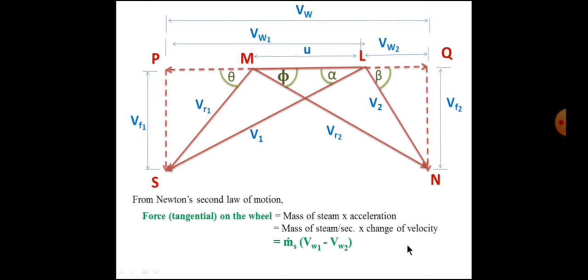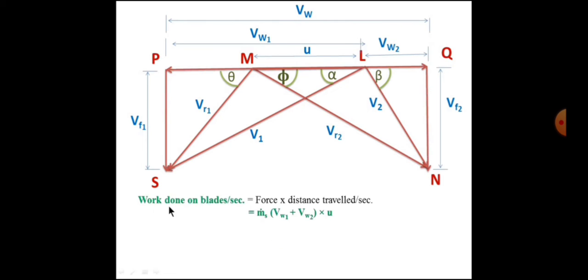That means while doing the solution of the problem or doing calculations, this formula will not be taken as it is. This formula will be taken in the form of m dot s into VW1 plus VW2. So that's why, in case of work done on the blades per second, we have considered the formula of the force as m dot s into VW1 plus VW2 into u.